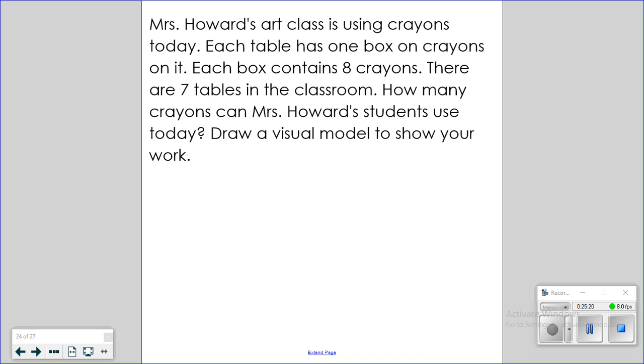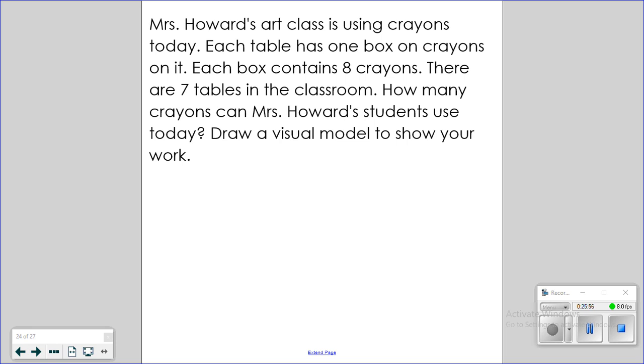This problem reads, Miss Howard's art class is using crayons today. Each table has one box of crayons on it. Each box has 8 crayons. There are 7 tables in the classroom. How many crayons can Miss Howard's students use today? Think about what it is that you're counting. Then you can write your answer sentence.